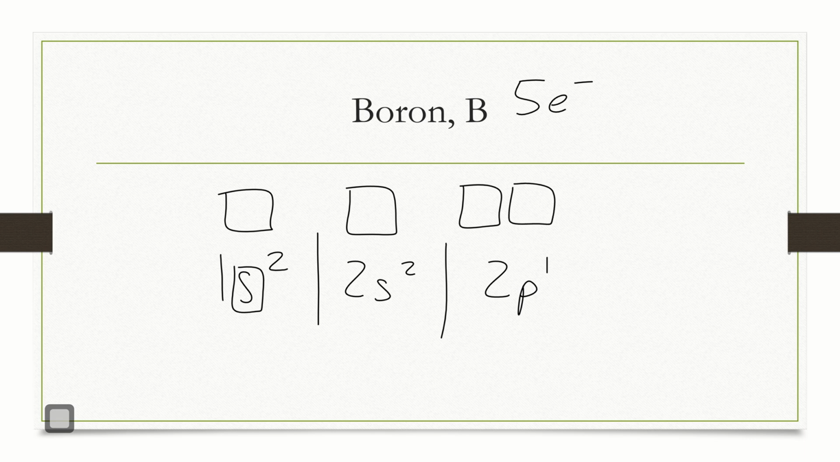P, 3 boxes, 3 orbitals. The first 2 are going to be all filled up. The last one, I only have one electron. So the common thing is just to put it in the far left box. Fill it up from the left to the right.